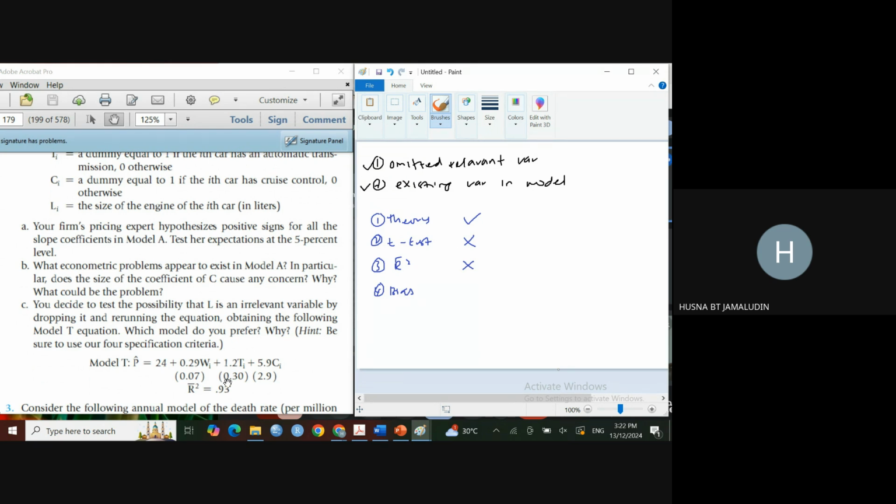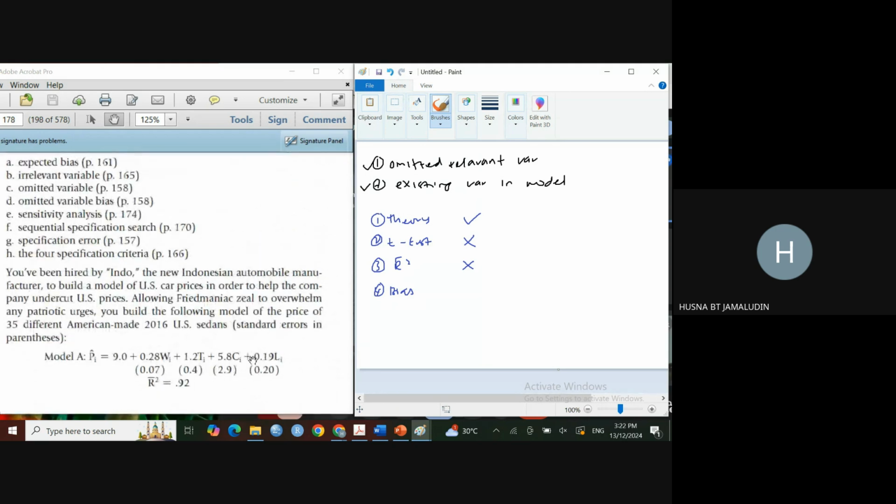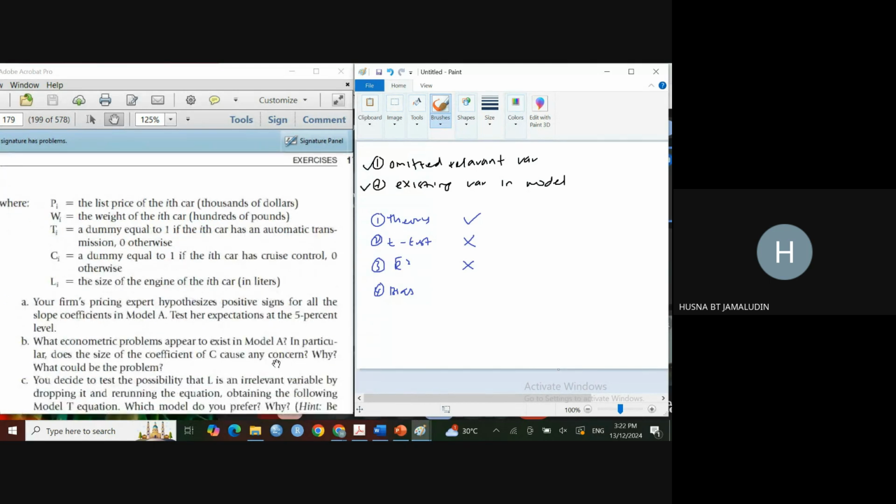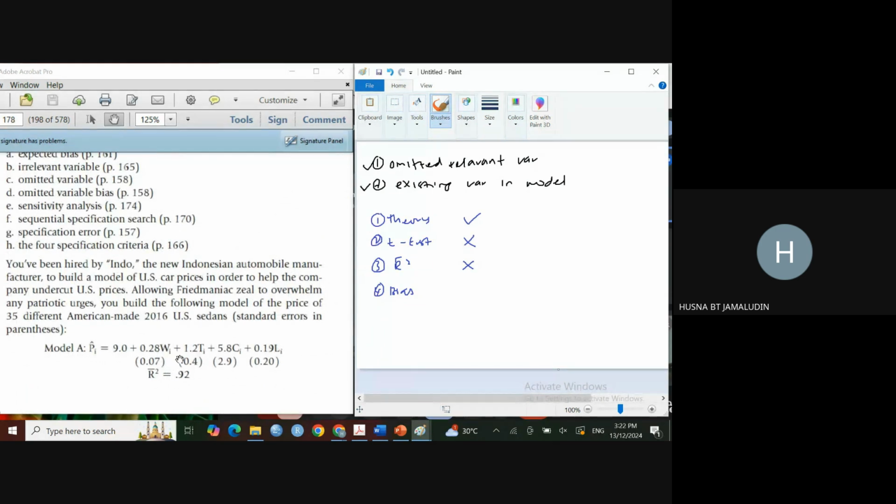So how about the bias? When you drop this L, okay, does it introduce bias to the other coefficient? That is the meaning of bias. Okay, so before that, you have to look at the previous coefficient. So for the W, 0.28. For the T, 1.2. For the C, 5. Okay, I think it's better for me to write down, or else I don't remember. Okay, so you have W, the coefficient is 0.28. For the T, it is 1.2. For the C, 5.8. So you want to see this coefficient shouldn't have a bias.